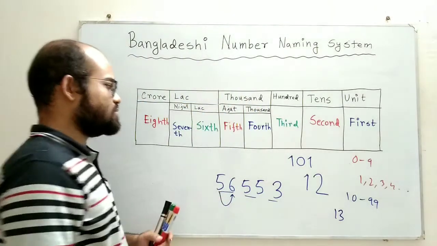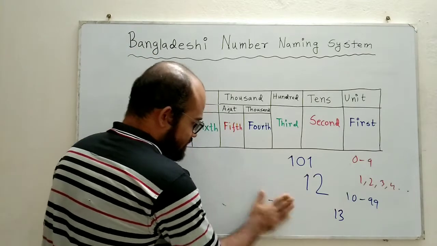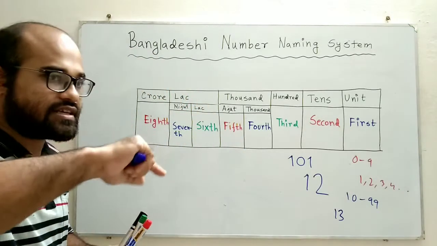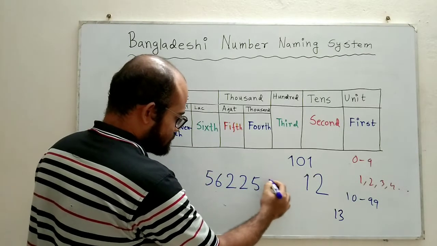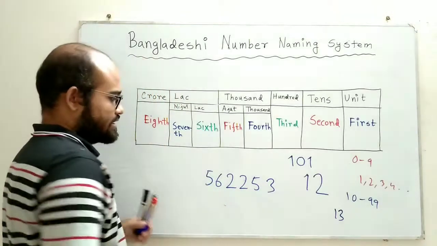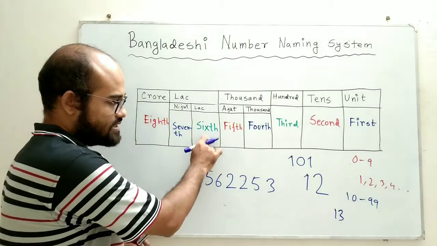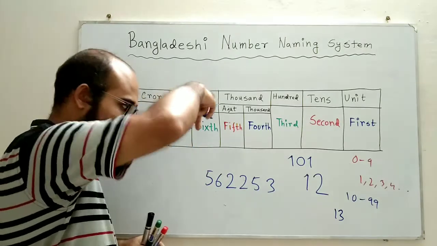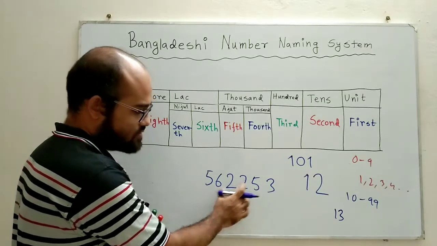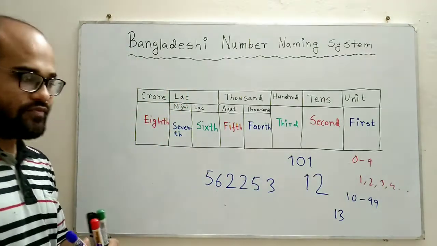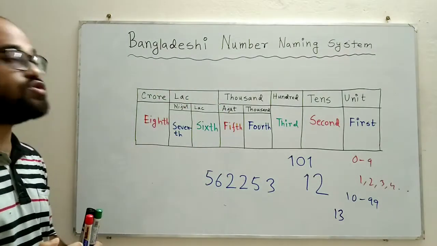Next, on the 6th place we have something which is called lakh. And if you have any digit in the lakh place, that number is read as this many lakhs. For instance, this number, how many digits does it have? It has 6 digits. So this 5, the 6th digit, falls under the column of lakh. So it is read as what? 5 lakh. This 62 falls on 1000, 62,253.